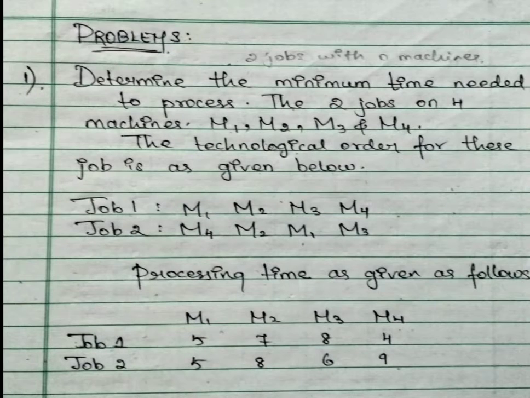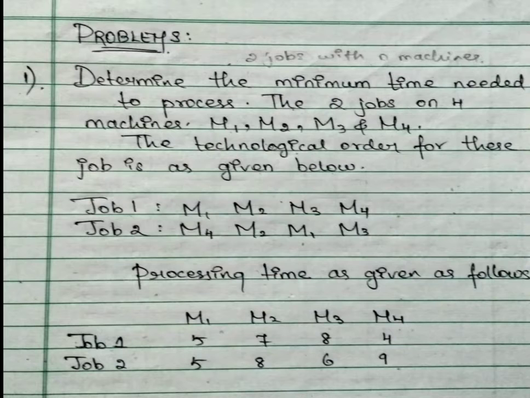We have to find out the total elapsed time. That is the minimum time needed to process, meaning you have to take 2 jobs and complete them on all the machines, so you have to find out the total elapsed time. The total elapsed time is calculated by the time consumed by job 1 plus the idle time for job 1. Time consumed by job 1 is calculated from the given problem itself. For job 1 we have 5 plus 7 plus 8 plus 4. For idle time only, you have to use a graph. So we have to move on with the solution.